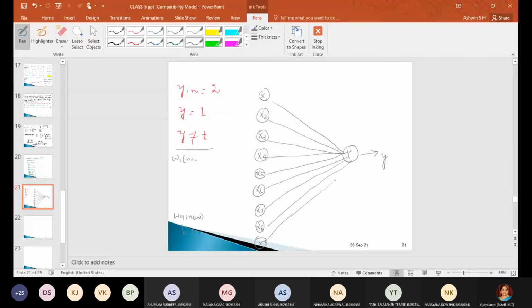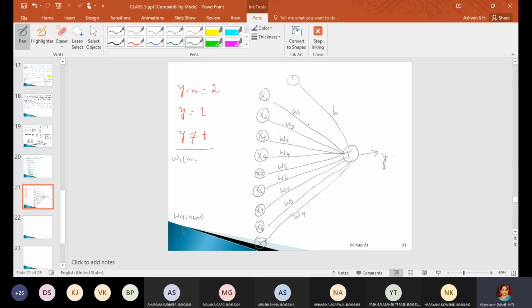So here, this is the bias b, this is w1, w2, w3, w4, w5, w6, w7, w8 and w9 after one epoch.